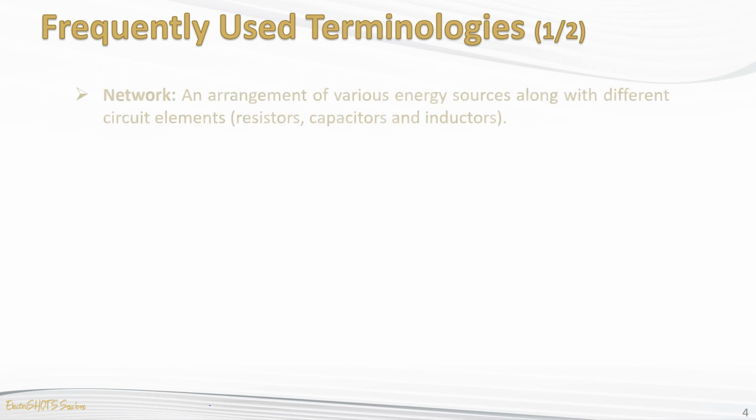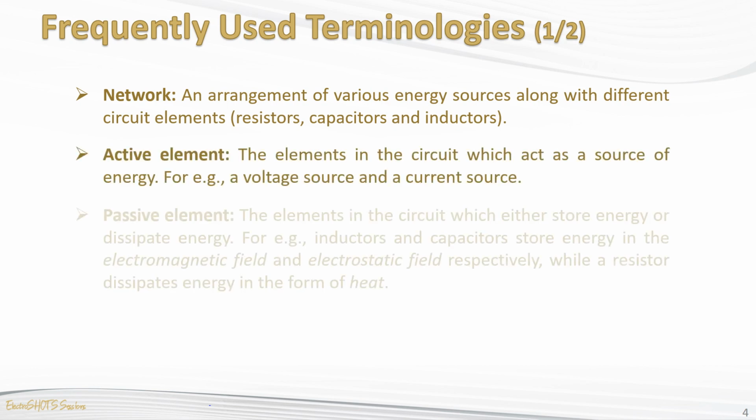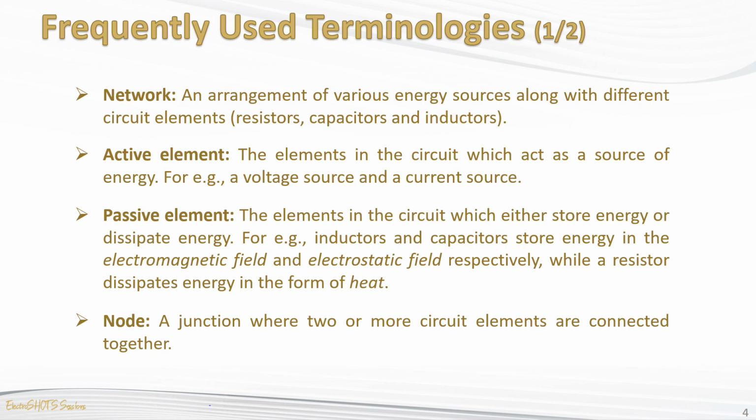Some of the frequently used terminologies we come across when we talk about circuits is a network. So what is a network? It's an arrangement of various energy sources along with different circuit elements. Resistors, capacitors and inductors are the basic ones, but there are also electronic circuits which involve semiconductor devices. Apart from them, there are the terms active element and passive element. Then what is a node? These terminologies can be understood well if you can see a circuit diagram and know where these elements are located.